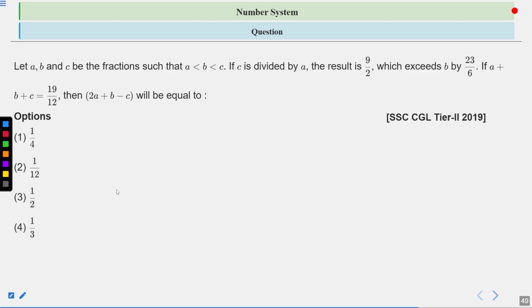Let a, b and c be fractions such that a is less than b, b is less than c. If c divided by a gives 9 by 2, which exceeds b by 23 by 6, and a plus b plus c is 19 by 12, then we need to calculate 2a plus b minus c. This question was asked in the SSC CGL Tier 2 exam in 2019. There are 4 options: first is 1 by 4, second is 1 by 12, third is 1 by 2 and fourth is 1 by 3. Now you have 10 seconds to solve this question. Your time starts now.